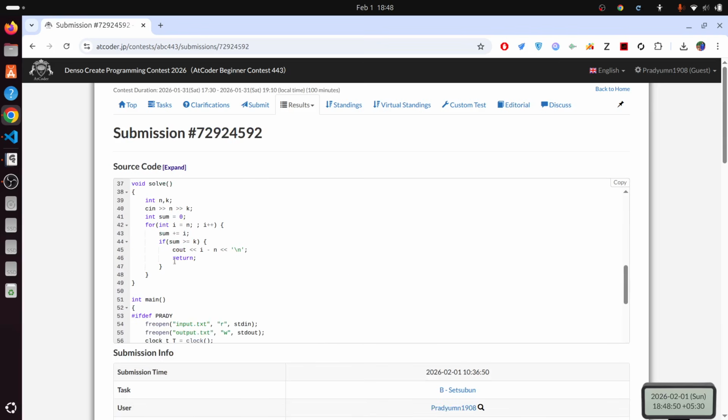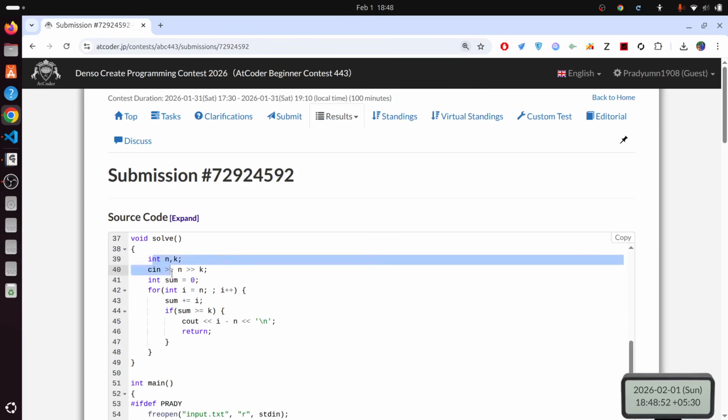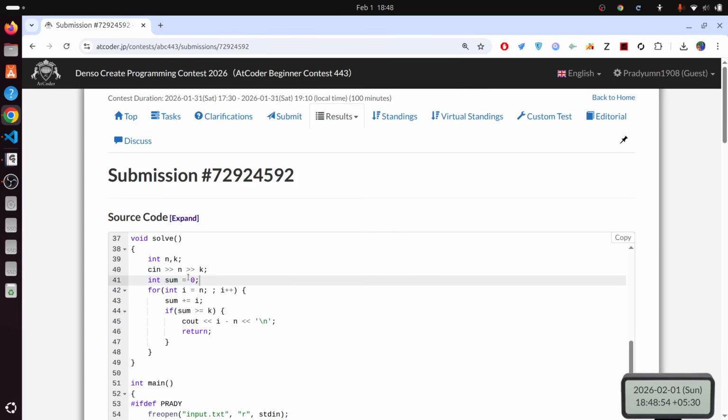Okay, so int n, k, then int sum equal to 0, then I start a variable i equal to n, and I do i plus plus, sum plus equals i. So if the sum becomes greater than or equal to k, then we want to print the year on which it became greater than or equal to k. So on this year where it was i, the year is i minus n, right? Because if i is equal to n, then on year 0 it becomes greater than or equal to k. So I just print i minus n and I return.